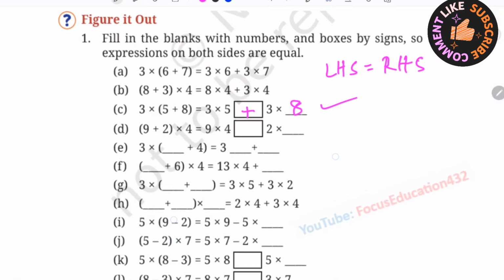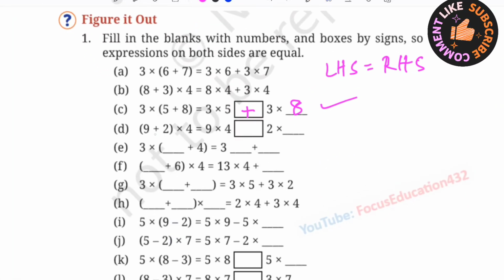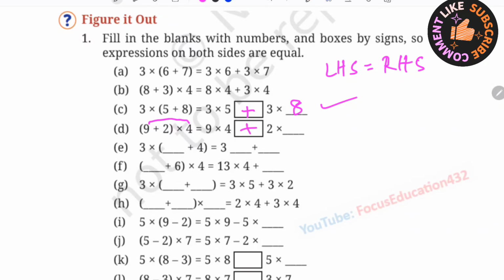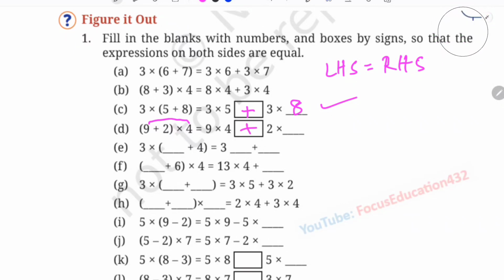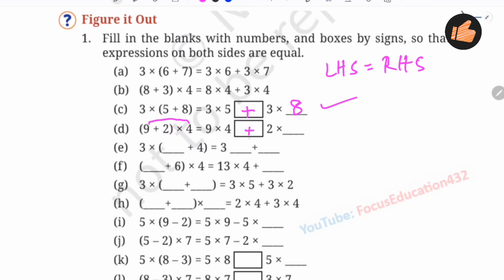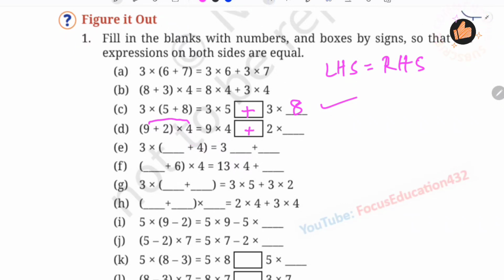Clear? Now the second one, (9 plus 2) multiplied by 4. 9 multiplied by 4, that is already given. Then you are having plus in the middle. Write the plus. Then 2 multiplied by 4. This 2 is multiplied with 4.